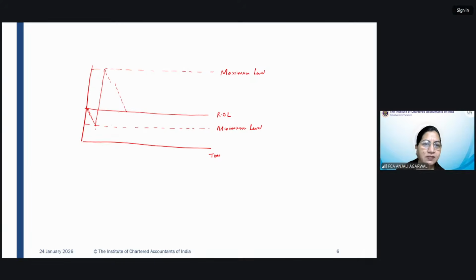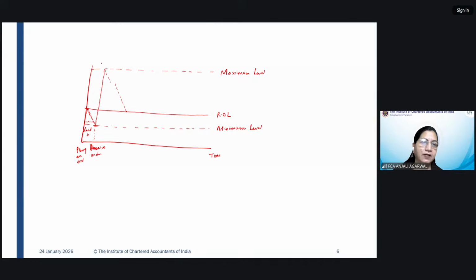And when you reach the maximum level here, again, you start consuming the raw material from here, and it falls. You reach here. This is the point at which you place the order. And this is the point you receive the order. What is this time? This time is your lead time. Time from placing an order till receiving an order. So by the time you receive your order, the level has gone to a minimum. And when you receive this order, it again moves to a maximum level, right?